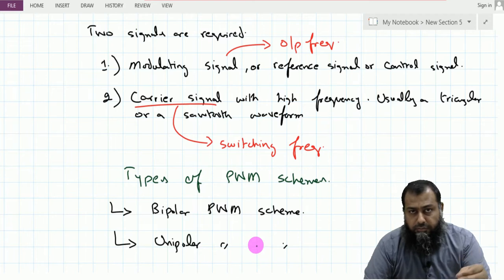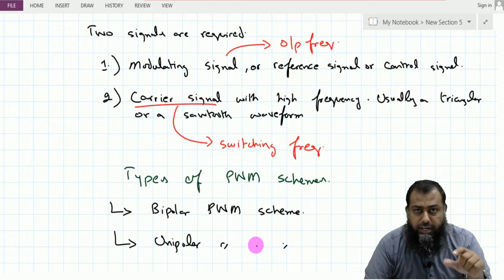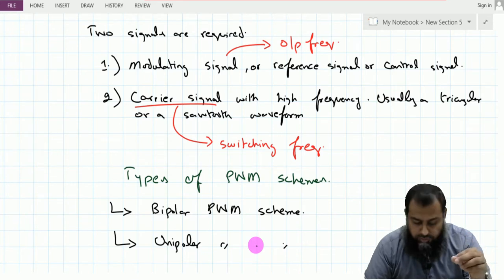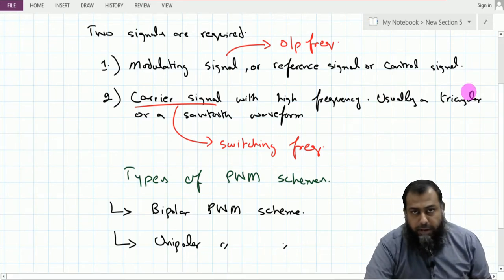So let us study both of them in detail, and we see how the difference in switching leads us to a frequency spectrum when we switch the H-bridge inverter using these two schemes. So let us start with the bipolar voltage switching.